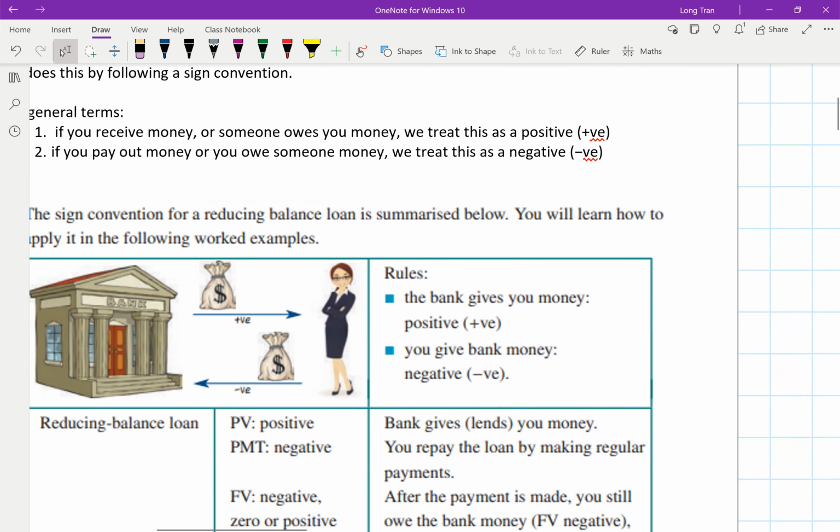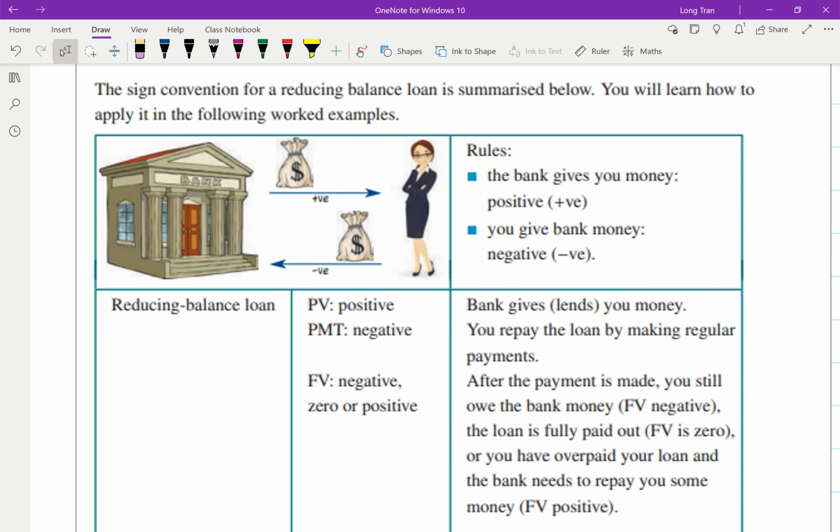Now notice here in part of your notes in your textbook, I want you to look at this key part, the rules, and you have to keep reminding yourself. The rule is, if the bank gives you money, it is positive. If you give the bank money, it is negative. That's going to be key, because in the harder questions of 9C, you have to know when to switch the signs.